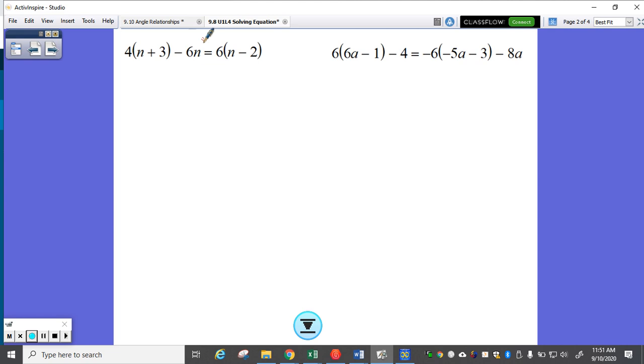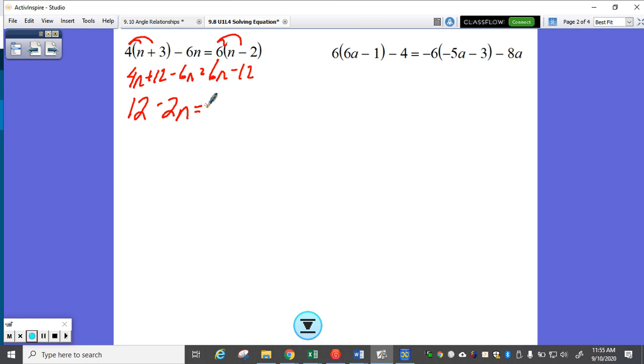Okay, so you guys go ahead and try to do this on your own first, and then we'll work through that and see how we fare out. All right, so let's start first by distributing this 4. So 4n plus 12 minus 6n. Distribute the 6. 6n minus 12. So 4n minus 6n gives me negative 2n after I combine those like terms. And I have this positive 12 here.